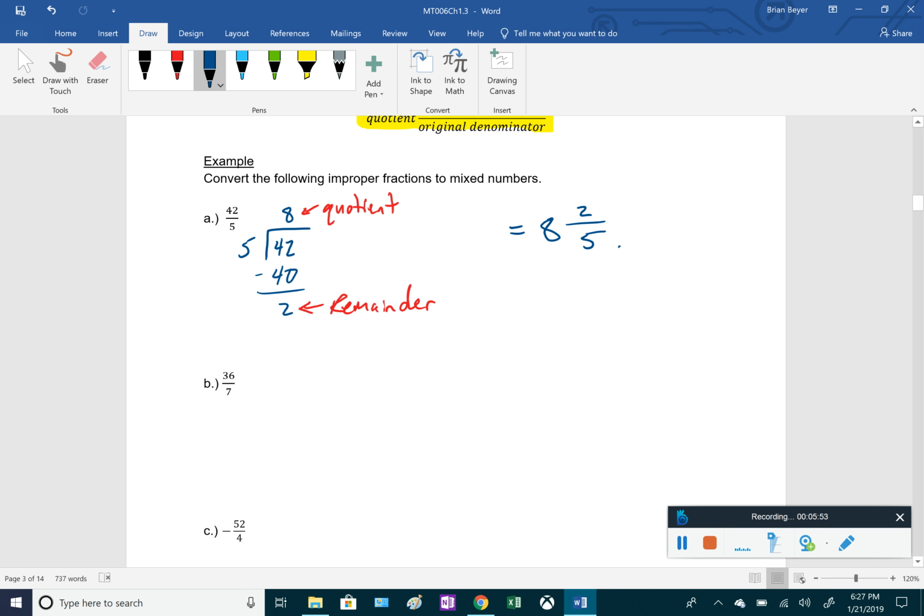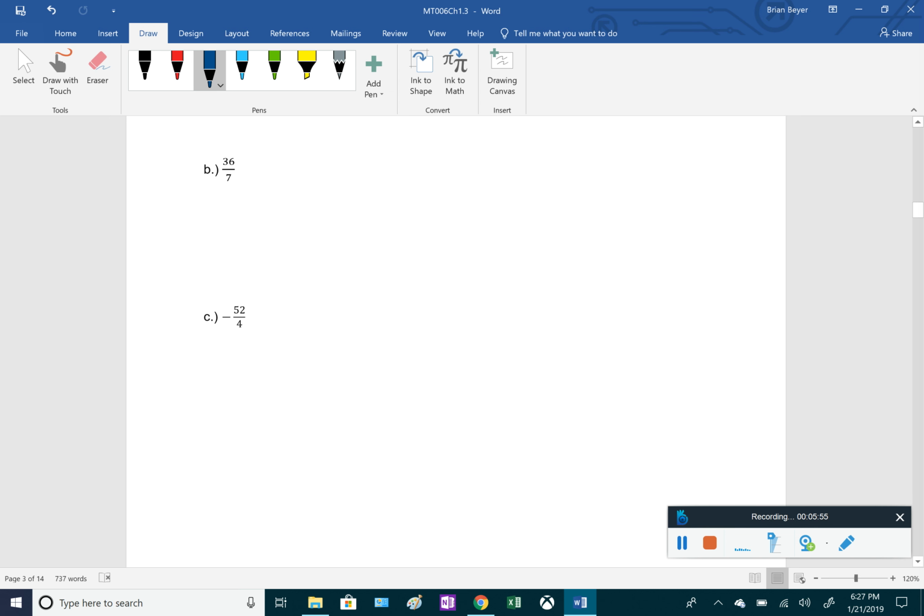Okay, and then for the next one, we have 36 over 7. So once again, let's just divide it. 7 goes into 36 5 times. Multiply 5 times 7, we get 35. We subtract and get 1. That's going to be the remainder here. So 36 over 7 is 5 and 1/7.